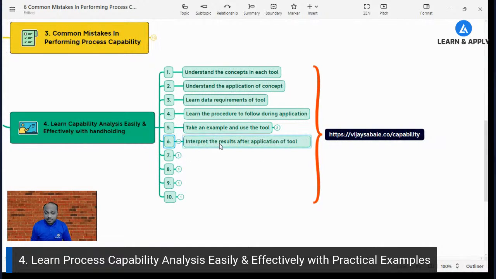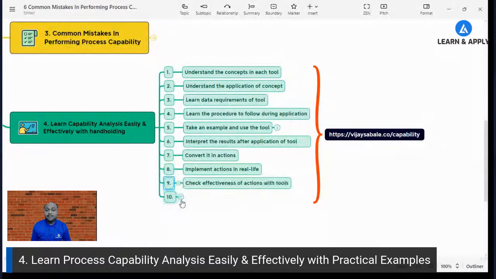Then interpret the results after application of the tool. That's very important. And don't forget to involve subject matter expertise and also an expert from statistics, Lean Six Sigma or quality, a person who has knowledge about process capability, so that you can calibrate your understanding of the results with that person. Seventh is convert it into actions, implement those actions in real life, of course with the help of subject matter expertise. Check the effectiveness of actions with the tools and practice it regularly.